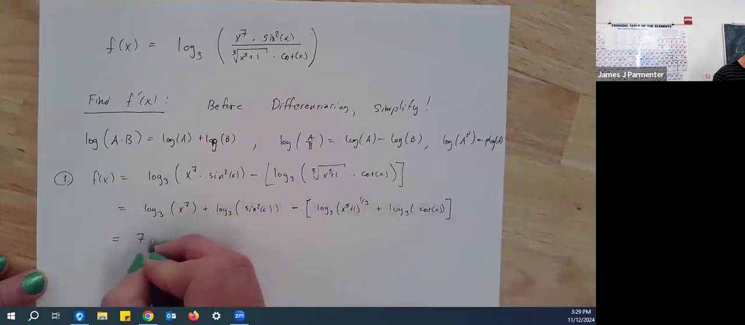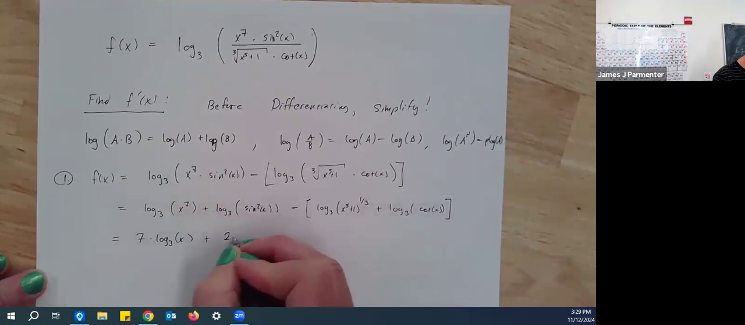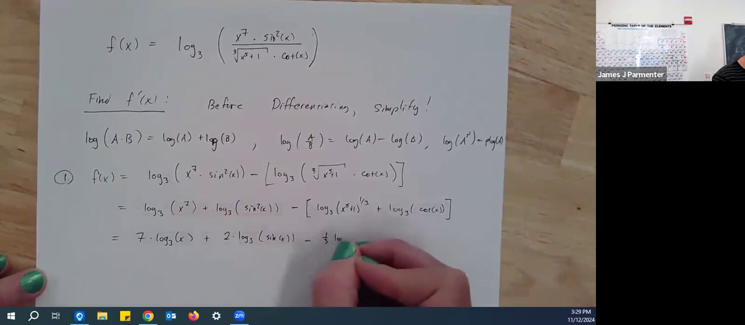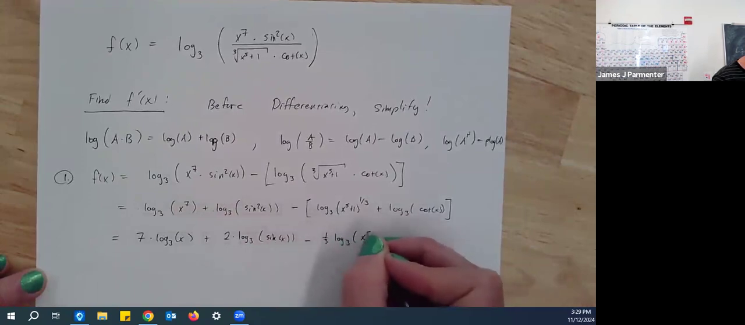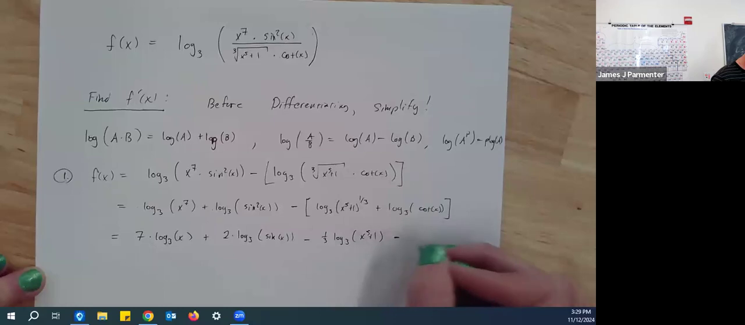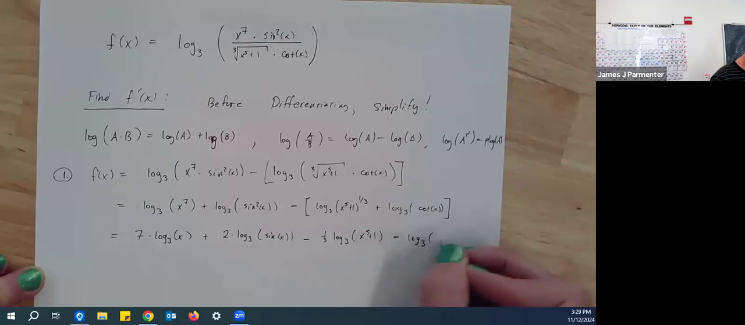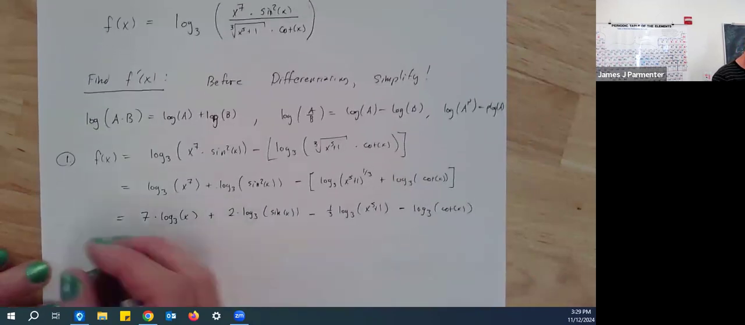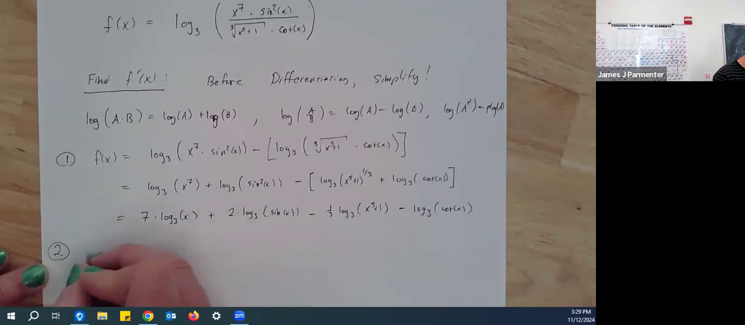So we get 7 times log base 3 of x plus 2 times log base 3 of sine of x, minus 1/3 times log base 3 of x to the 5th plus 1, minus log base 3 of cotangent of x. We've done all the simplifying. Now we're going to find the derivative.